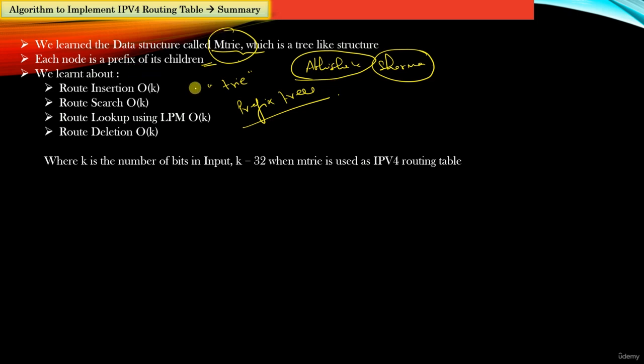And we learned about the route insertion algorithm, route search algorithm, route lookup algorithm, and route deletion algorithm. All of them take order of k time, where k is the number of bits in the input string. So for IPv4 address, k is equal to 32. So essentially, M-trie data structure gives you constant time complexity.